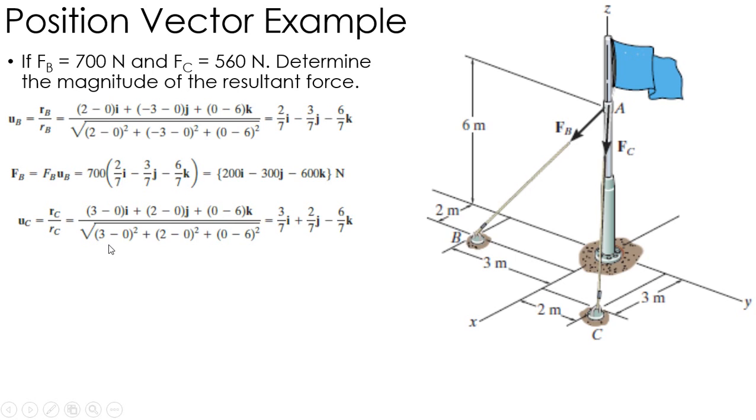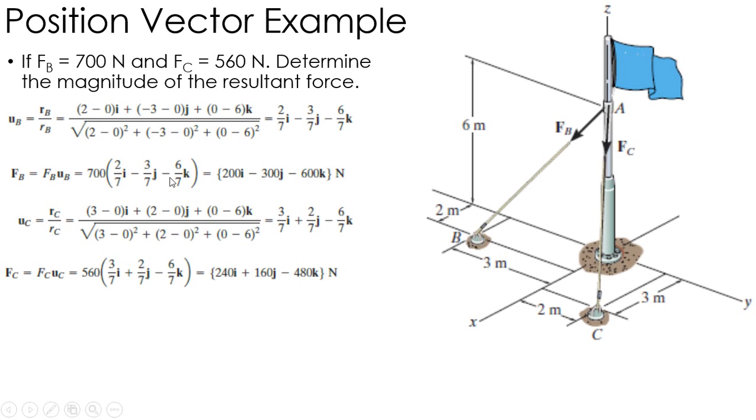The magnitude of this one is again the square root of the sum of the squares, so 3 squared plus 2 squared plus 6 squared, which again is 7. So I get 3/7 i plus 2/7 j minus 6/7 k. That's the unit vector going from A to C, which gives me the direction of that force. Again, I get that from the position vector divided by its magnitude, or the length of that cable. So Fc is then 560 times that unit vector.